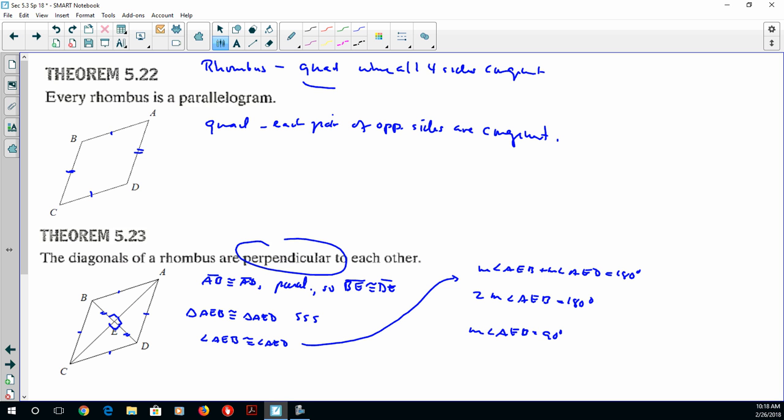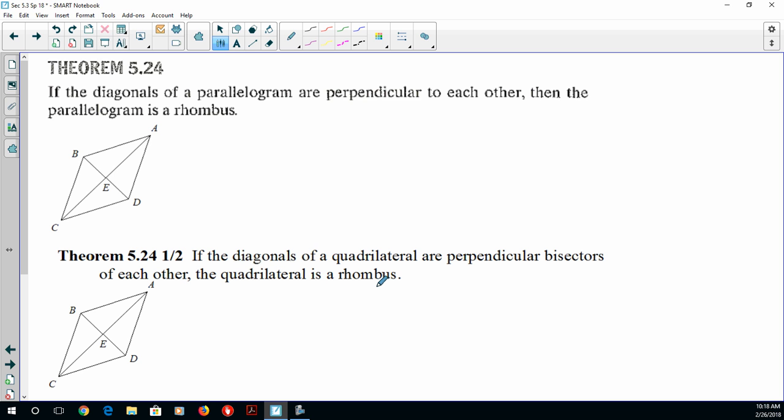524. Let's do a converse here. If the diagonals of a parallelogram are perpendicular, then the parallelogram is a rhombus. So we have a parallelogram, and there's a whole lot going on with parallelograms here. We have a parallelogram and perpendicular diagonals. What we want to show is that all those sides are the same length.